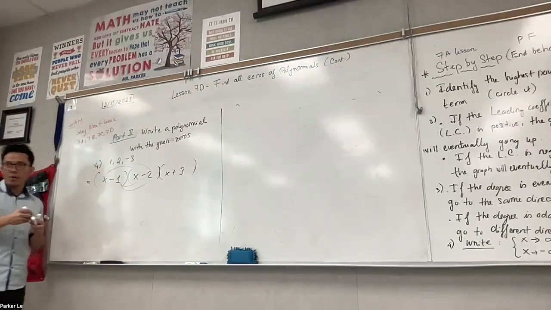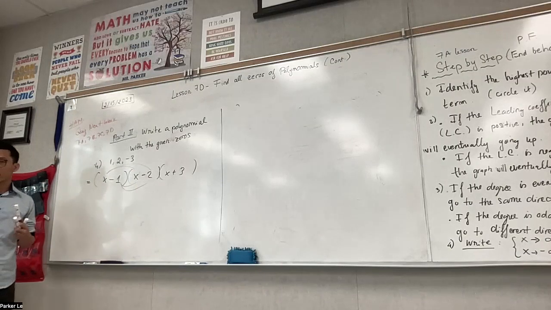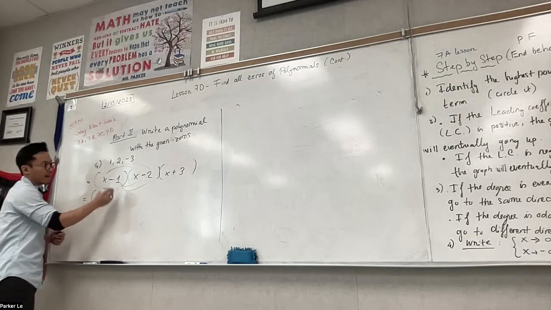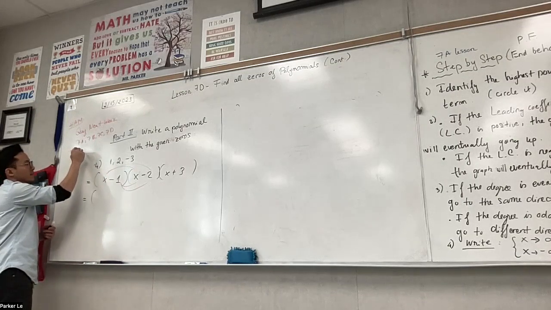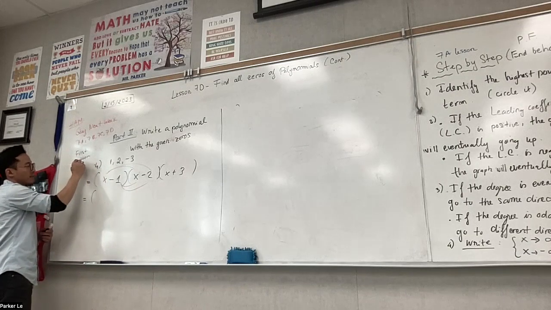Remember, FOIL means 4 letters, F-O-I-L. You need to have 4 terms. If you only have 3 terms, that means you're missing something. Okay, what does FOIL stand for? First, Outer, Inner, and Last. FOIL.